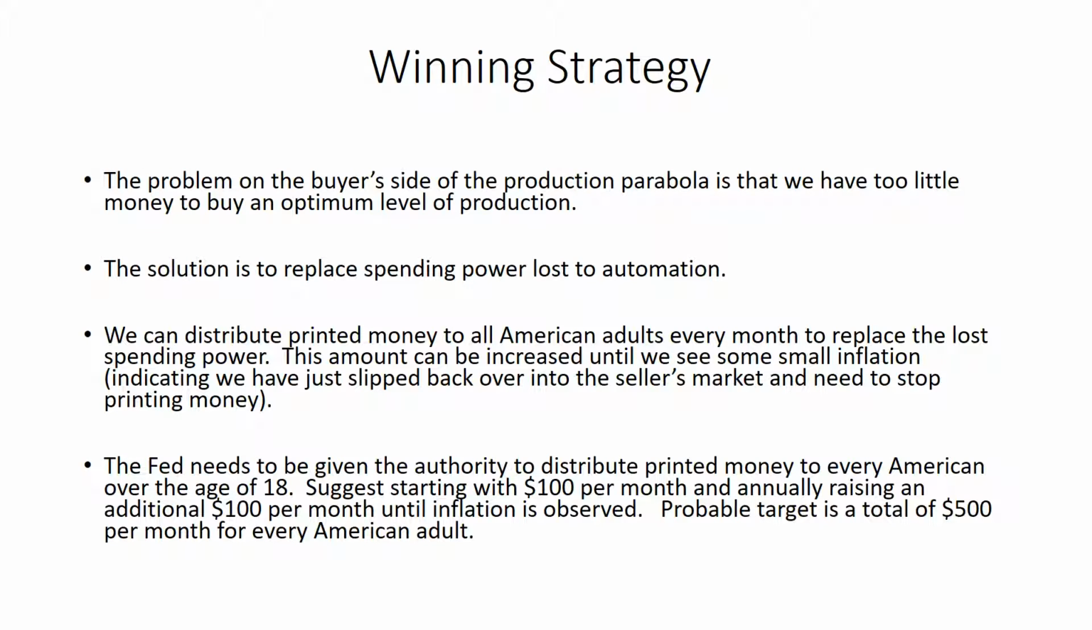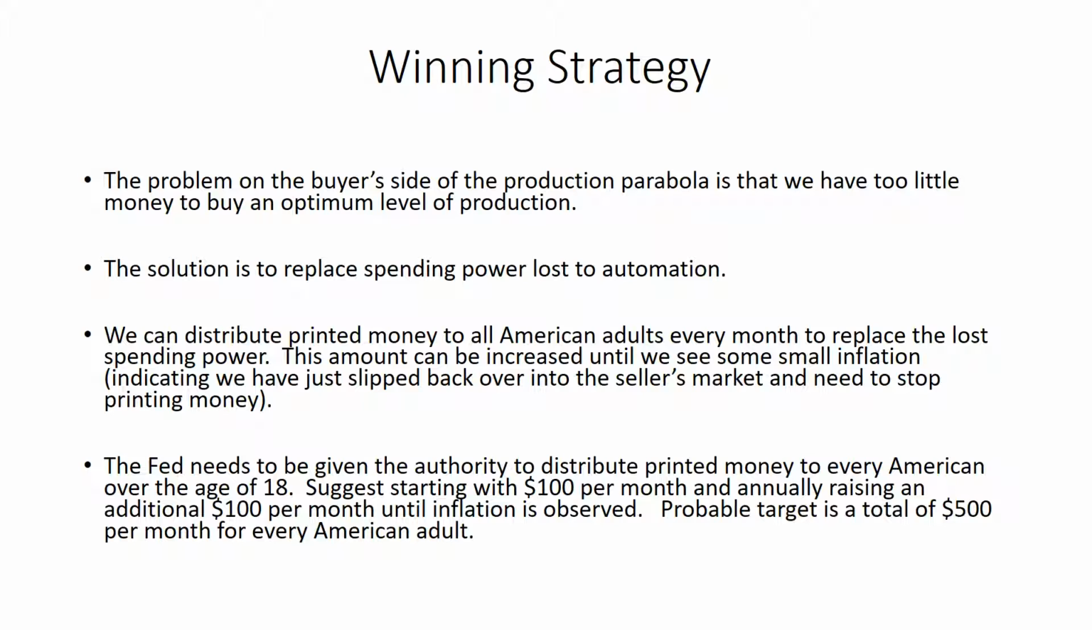Winning strategy. The problem on the buyer's side of the production parabola is that we have too little money to buy an optimum level of production. The solution is to replace spending power lost to automation. We can distribute printed money to all American adults every month to replace the lost spending power. This amount can be increased until we see some small inflation, indicating we have just slipped back over into the seller's market and need to stop printing money.